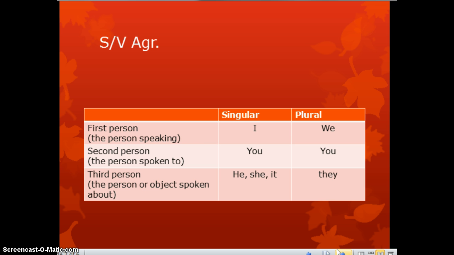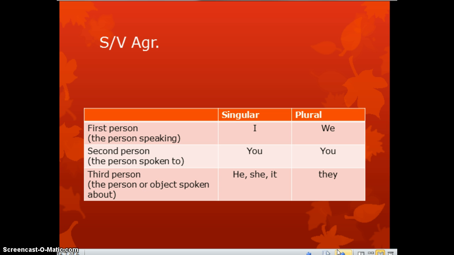And these come in three different forms. You have first person, second person, and third person. So first person is I or we, second person is you, and then third person is he, she, it, or they. So verbs that appear with these pronouns must match in number. And agreement is most often a problem with third person nouns or pronouns.